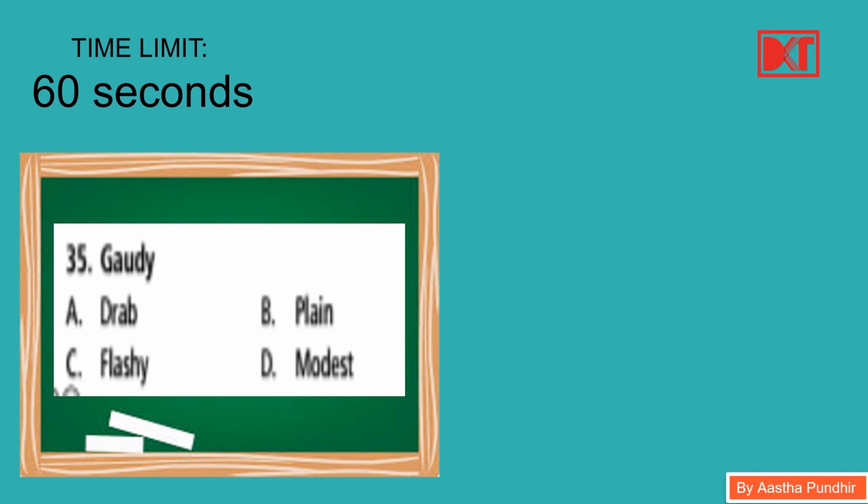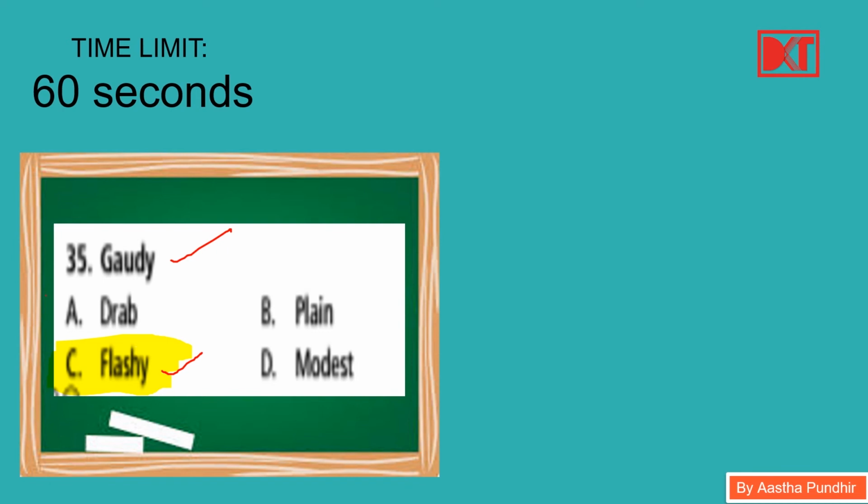Okay, so the next word is gaudy. Here, the options are A, drab, B, plain, C, flashy, D, modest. Here, the correct answer is C, flashy. Means something that is very bright and shiny. Like if you have a dress with so much glitter and mirrors and shining work, it can be called gaudy and flashy. All right.